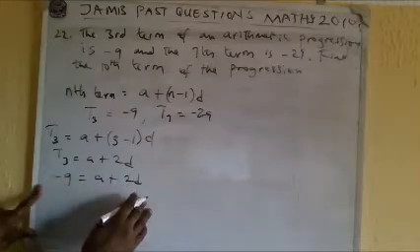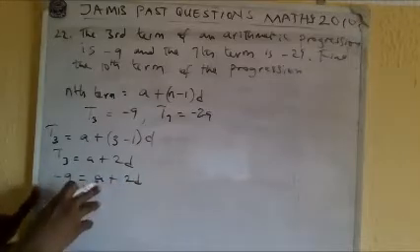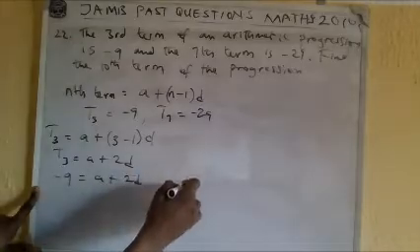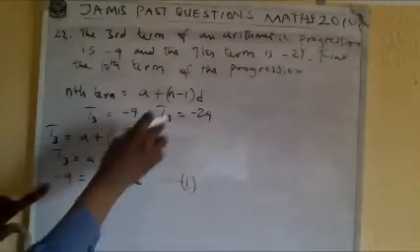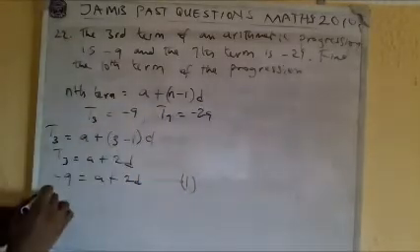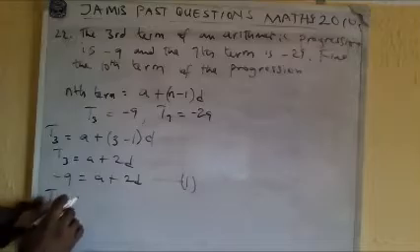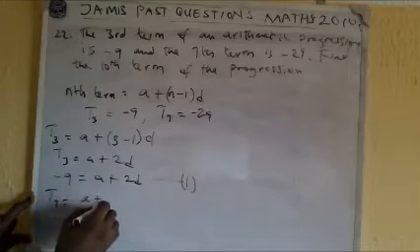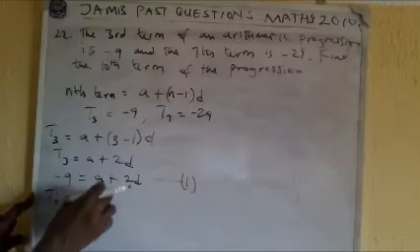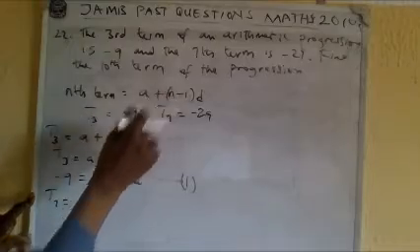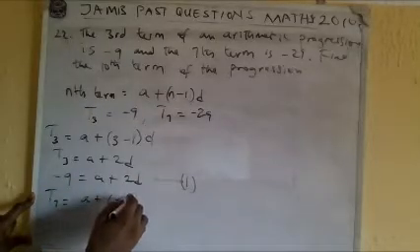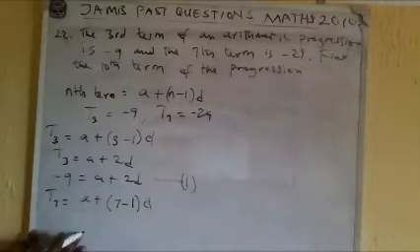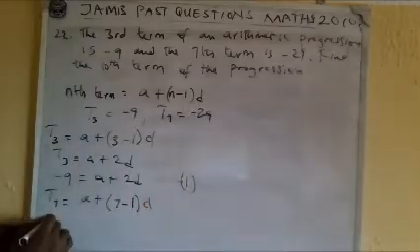This is an equation that has two variables, a and d. Let's call this equation 1. Also, T7 has its own formula. T7 is equal to a plus (n minus 1) d, where n is 7, so T7 is a plus (7 minus 1) d. And T7 is given as -29.